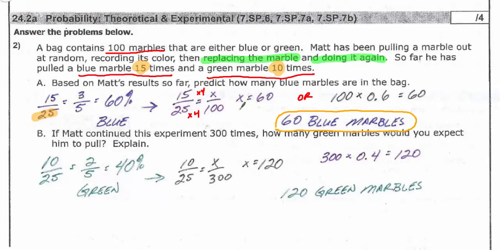Letter B, we're going to do the very same thing, except this time, Matt does this experiment 300 times. How many green marbles would you expect him to pull out? Well, once again, we already know that Matt sampled 25 times. In this case, 10 of those marbles were green. That's 2/5 or 40%.